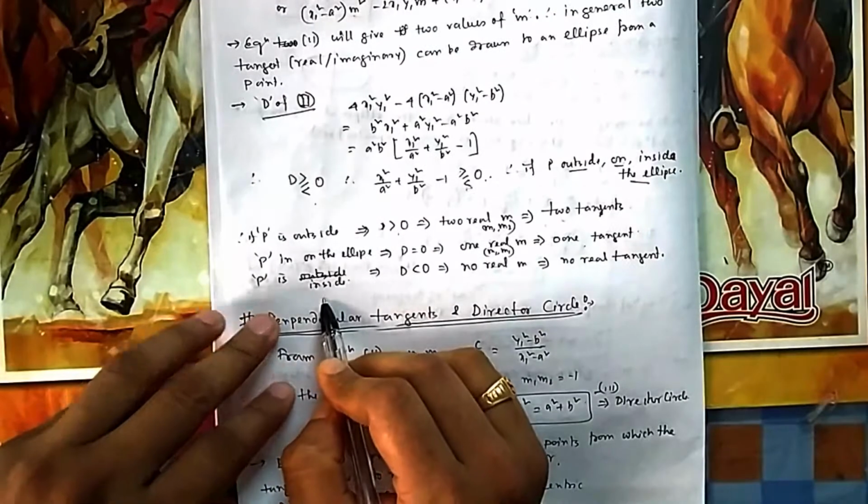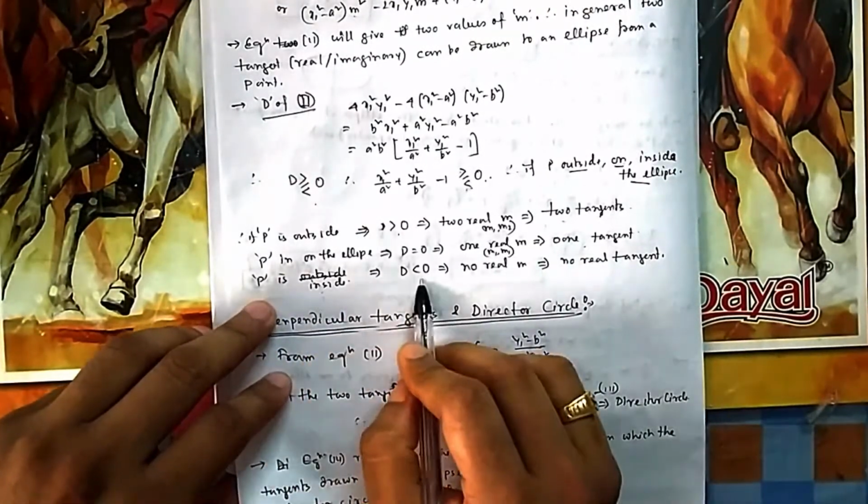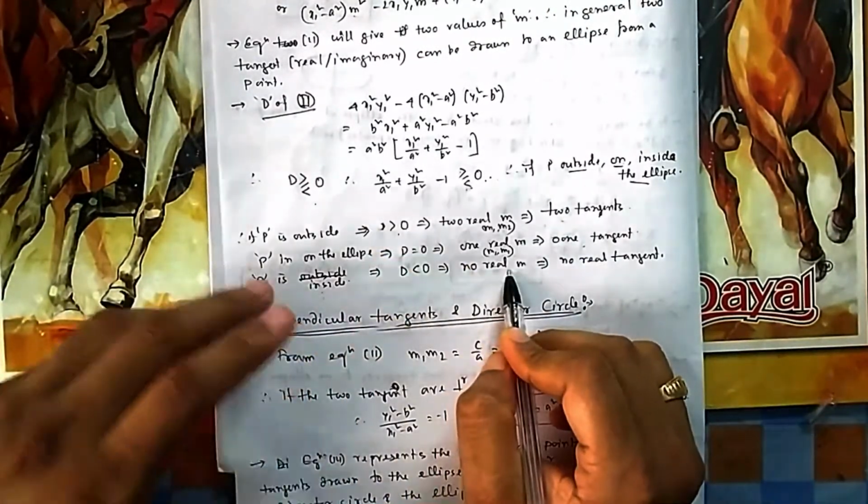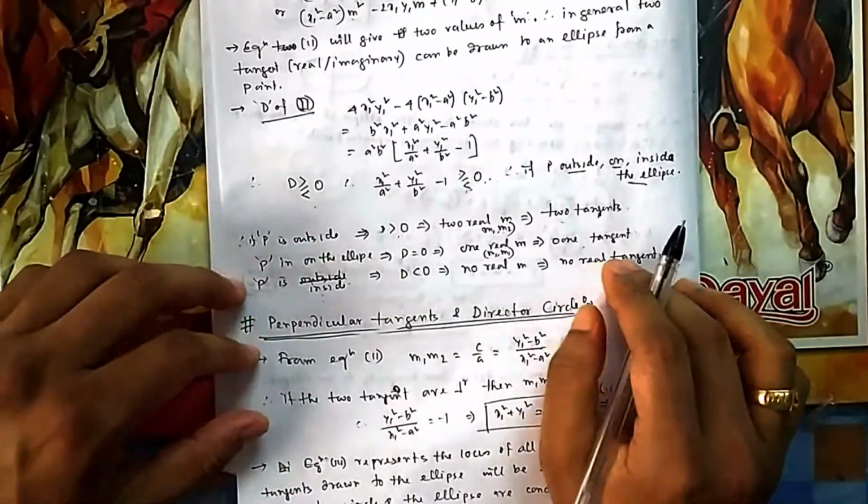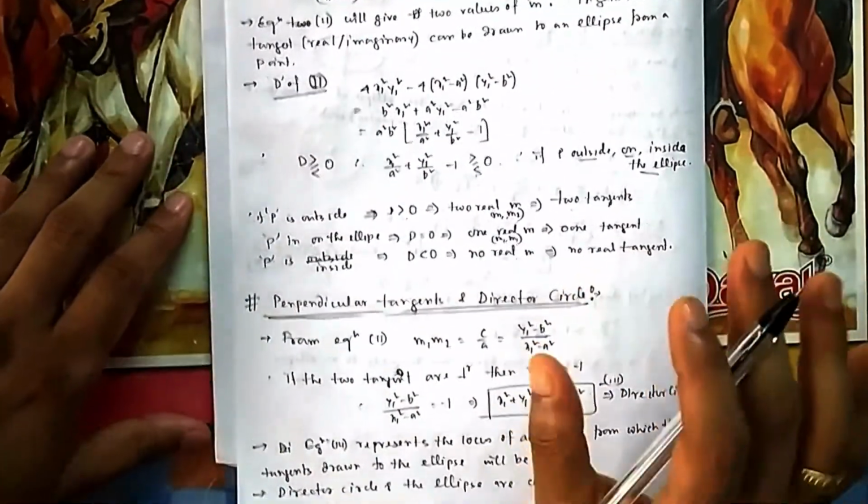If P is inside, then D is less than 0. Then both the roots are imaginary. That means you don't have any real tangents. If at all there are tangents, they are imaginary tangents.